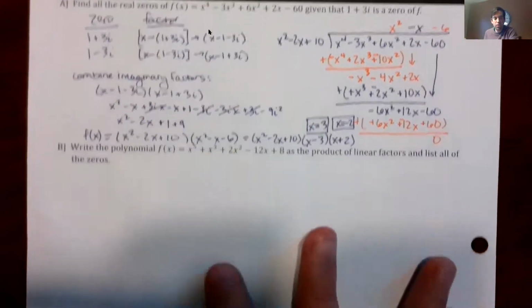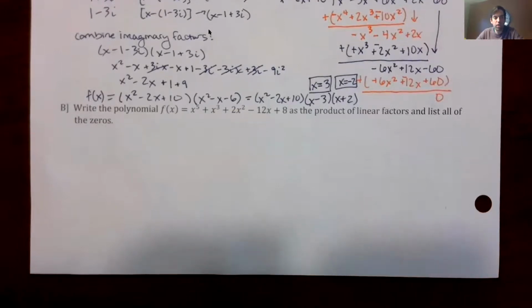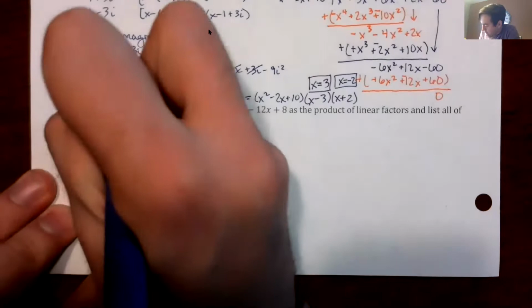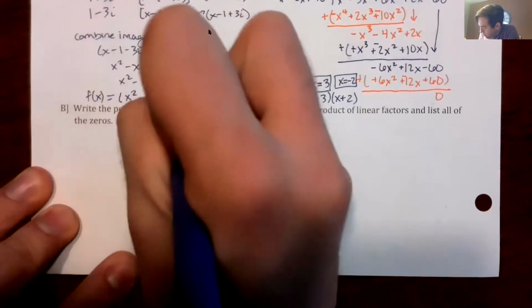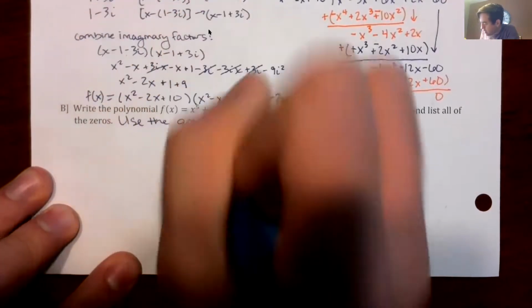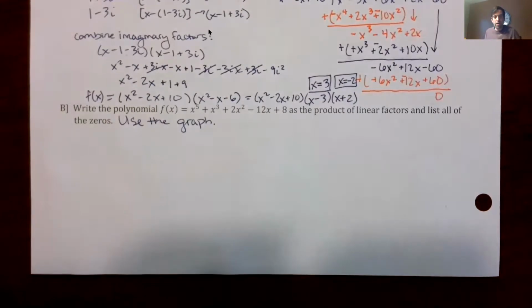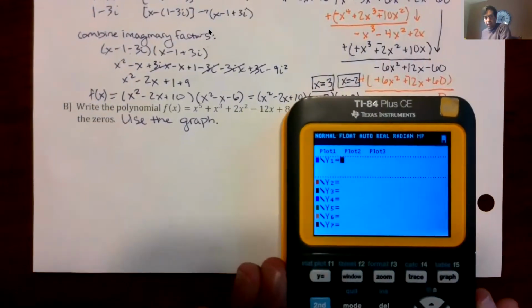All right, last question, letter B. Write the polynomial f of x as the product of linear factors and list all of the zeros. All right, this time we are going to use the graph. We're practicing lots of different strategies here. So we've seen how to do this using possible rational zeros. Now we're going to use the graph, and we're going to find every zero, even if some of them are imaginary, we're going to find them. Not necessarily on the graph, but we'll find them another way if we can't find them on the graph.